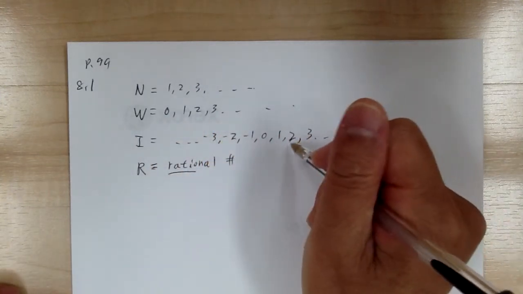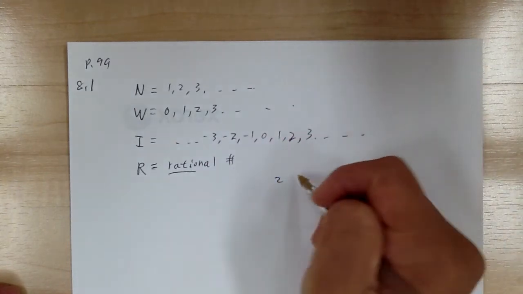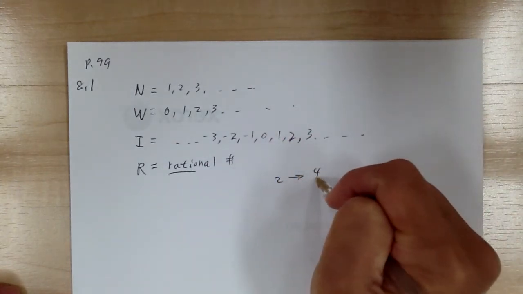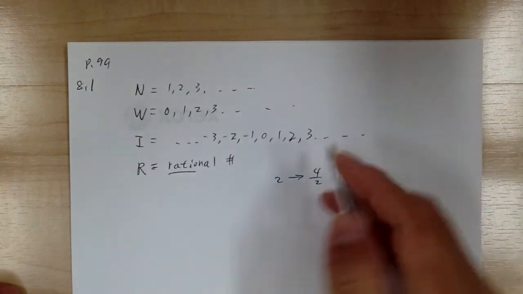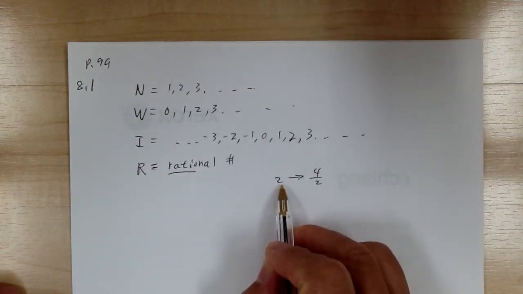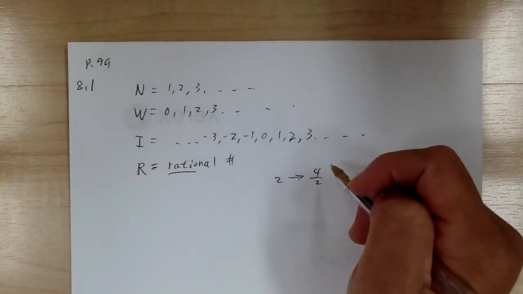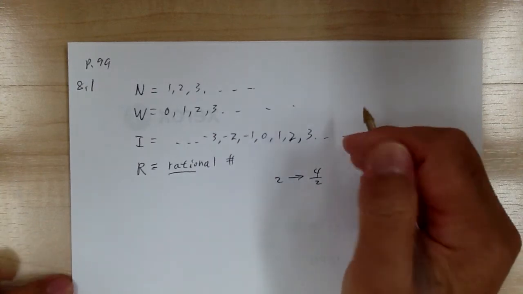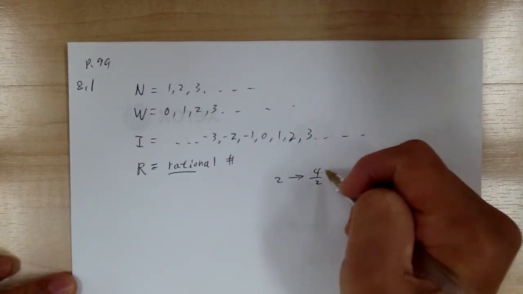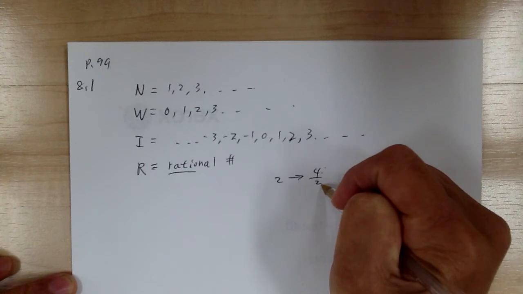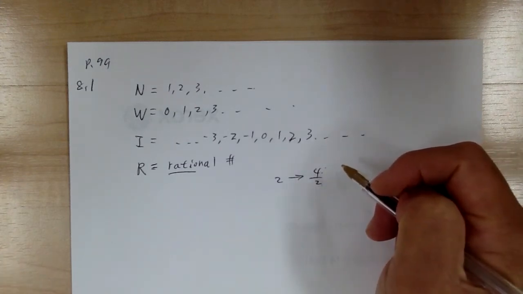So even an integer can be, for example, 2, right? You can convert it into something like 4/2. So this is a rational number because you can express it as a fraction. Now, when you write a number as a fraction, the top number is the numerator, and this is the denominator. Again, this is a very basic review.